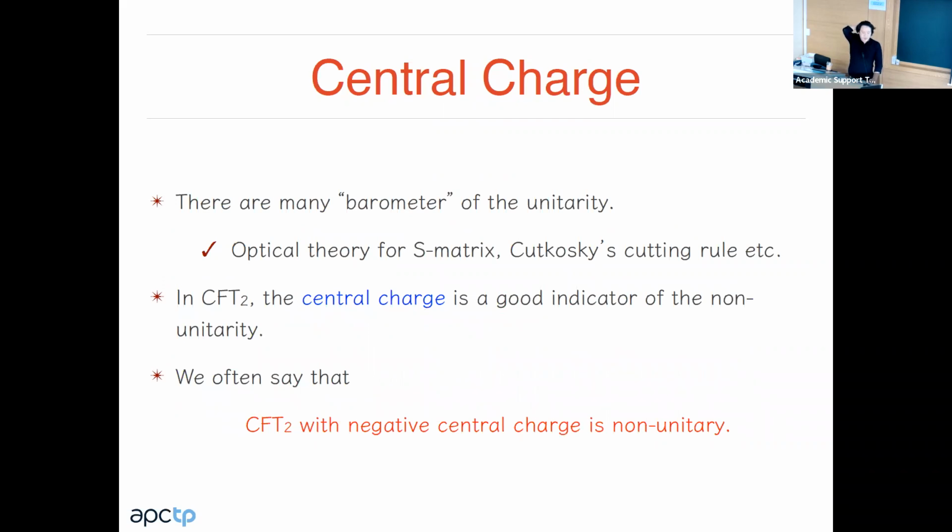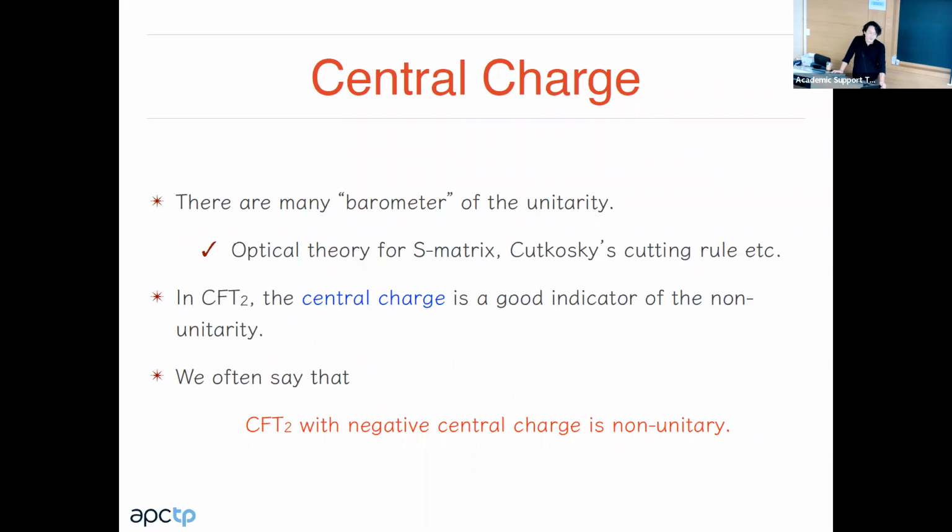There are many ways to judge whether a system is unitary or not. There is the S-matrix, there are many theorems people study, and the cutting rule is also one of the ways to judge whether a theory is unitary. In CFT2, we have a very nice quantity called the central charge, and this charge can judge whether a system is unitary or non-unitary.